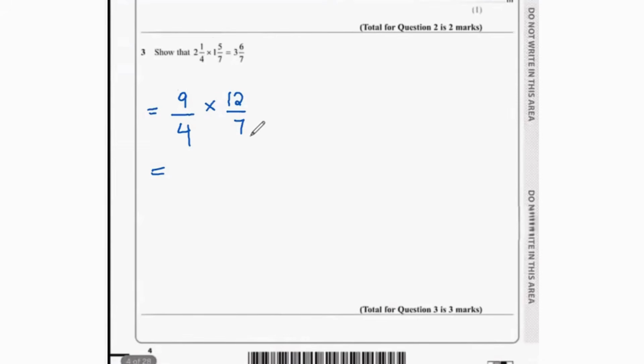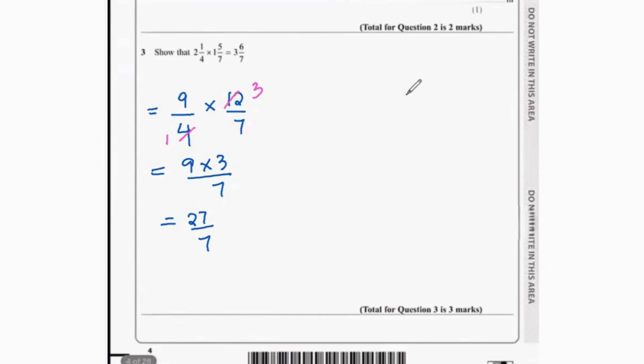Now, when you're multiplying fractions, if you want to simplify, you can do that. Simplification can be done vertically and diagonally, not horizontally. Horizontally, you can only multiply the numerator with the numerator and denominator with the denominator. As you can see, 4 and 12 come in the same times table. 4 ones are 4, 4 threes are 12. So we have 9 times 3 over 7, which is 27 over 7.